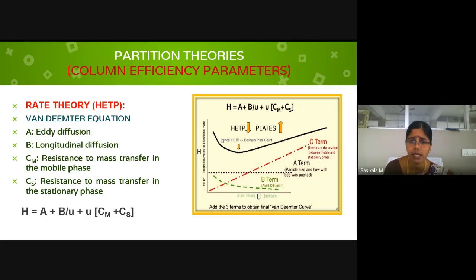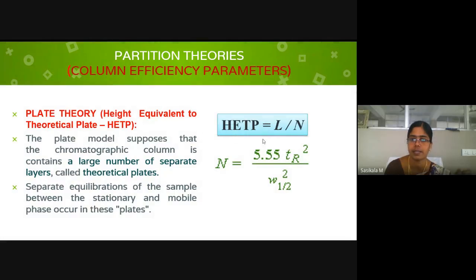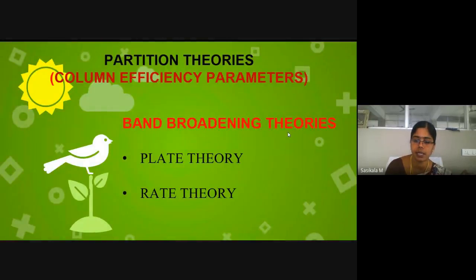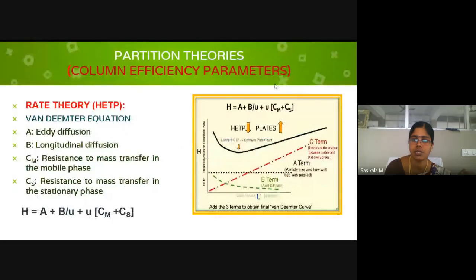Okay. And next about lowest HETP, that is equal to optimum plate count. So HETP is inversely proportional to the number of plates, which we have seen in the previous slide itself. That is mentioned here. Okay, HETP is inversely proportional to number of plates. So these are all the different terms, A term, B term and C term as described under the Van Deemter equation.